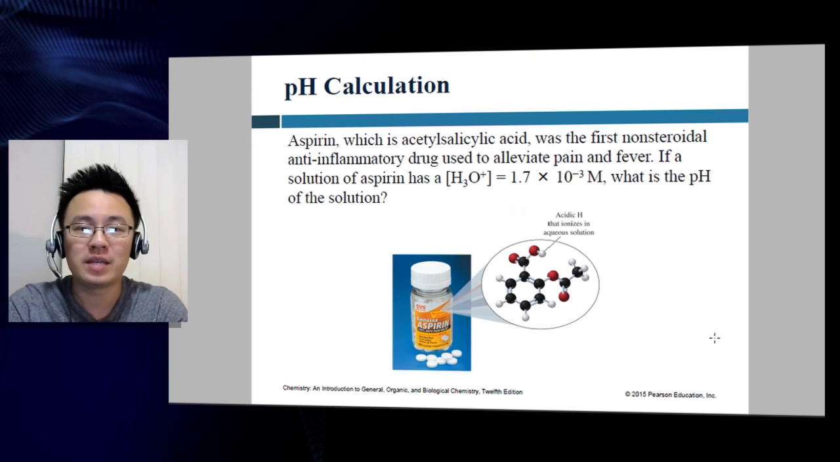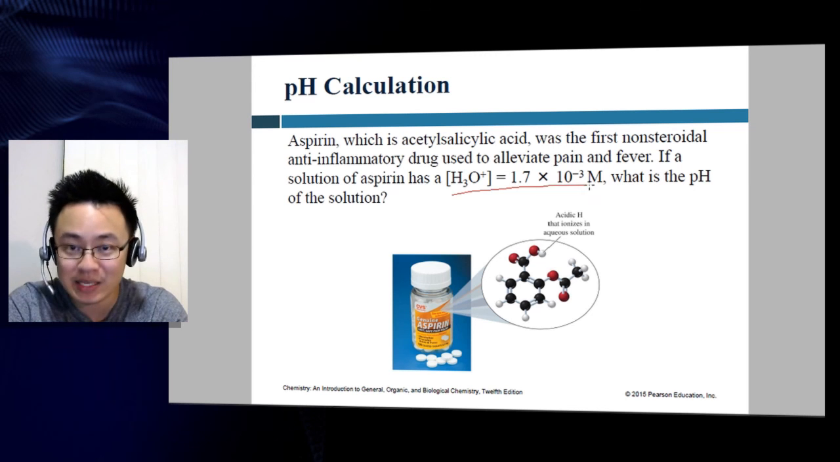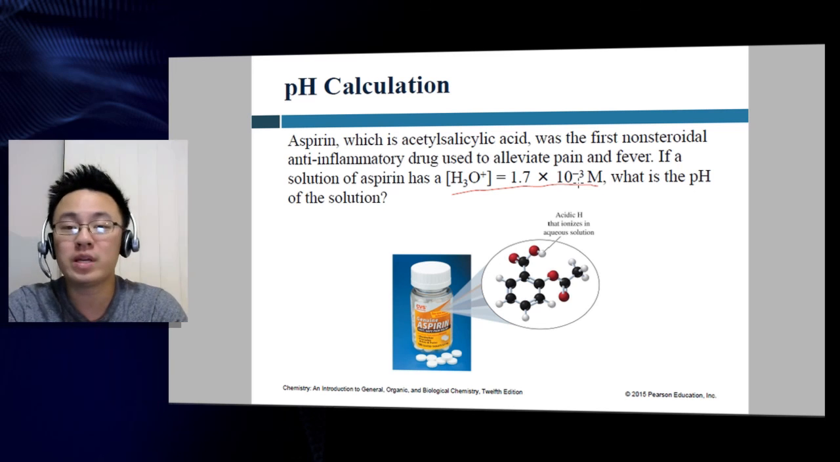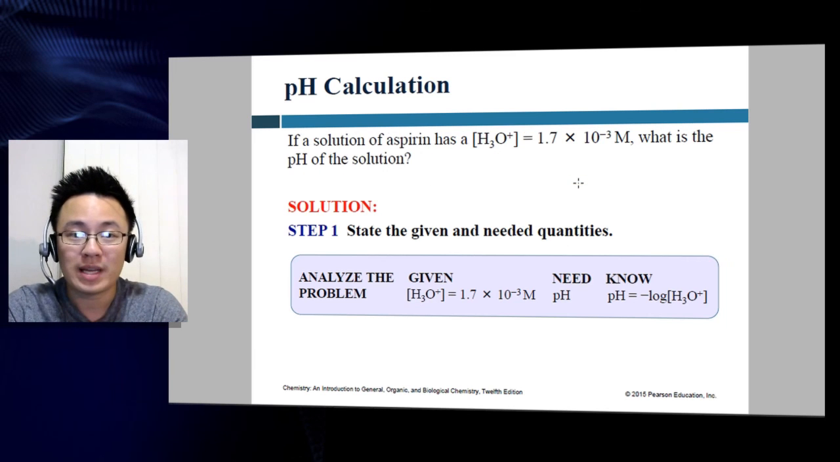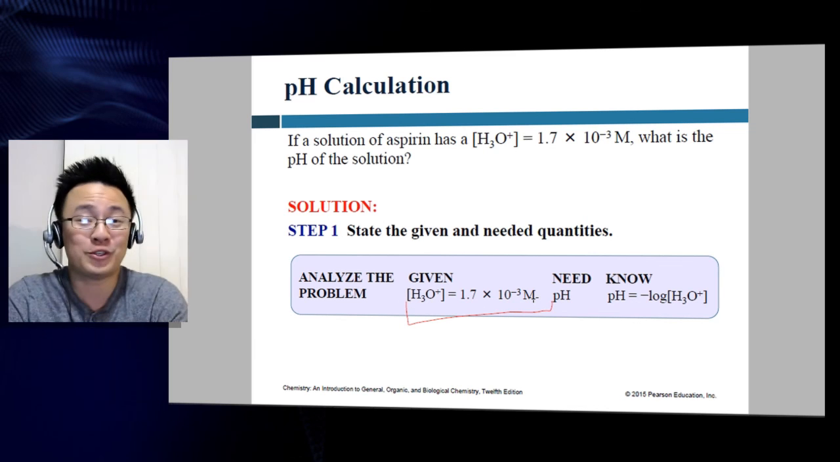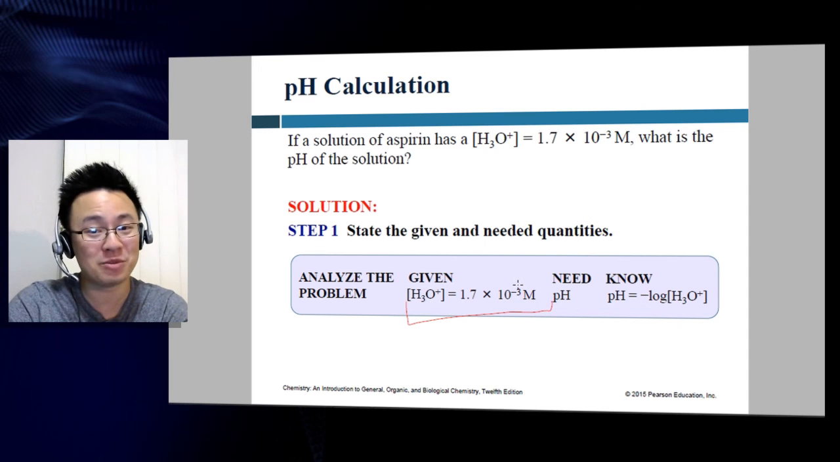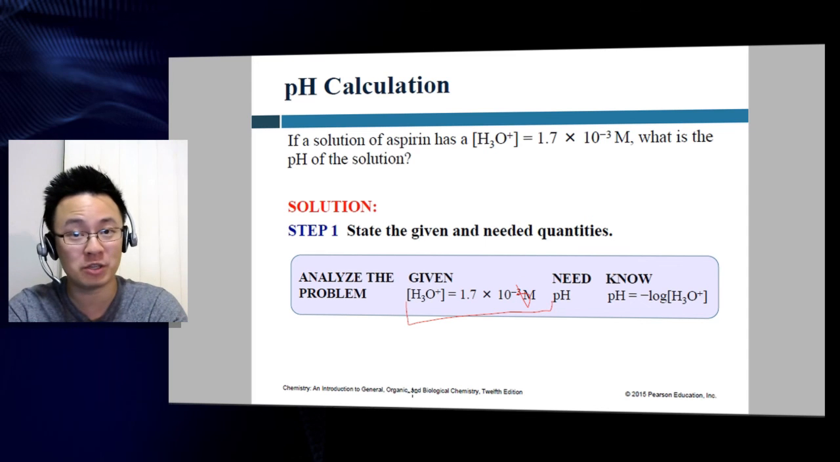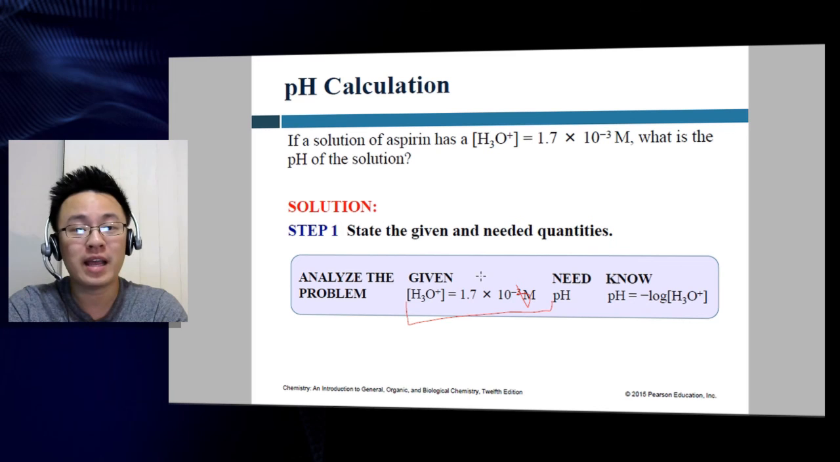Aspirin, which is salicylic acid, was the first non-steroidal anti-inflammatory drug used to alleviate pain and fever. If a solution of aspirin contains this hydrogen ion concentration, what is its pH? So as you can see here, first of all, you definitely know that the hydrogen ion concentration is 1.7 times 10 to the negative 3. So unfortunately, in this case, you just can't take that number 3 out and slap it, pH is equal to 3, because again, I told you it has to be 1.00, that's it.